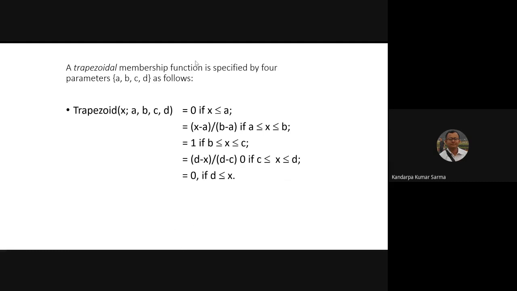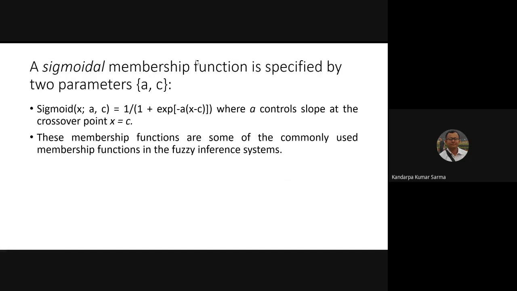That will take a value of zero if X is less than A. If X is between A and B, you can have a trapezoidal function defined by (X minus A) by (B minus A), and one if X is confined between B and C. It will have a value of (D minus X) by (D minus C) if X is between C and D, and zero if X is greater than D.